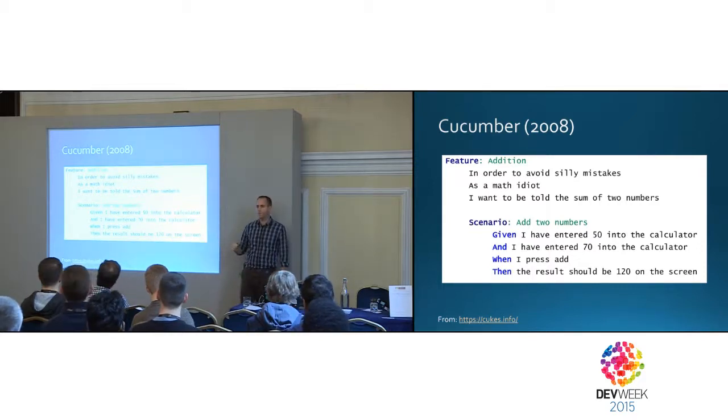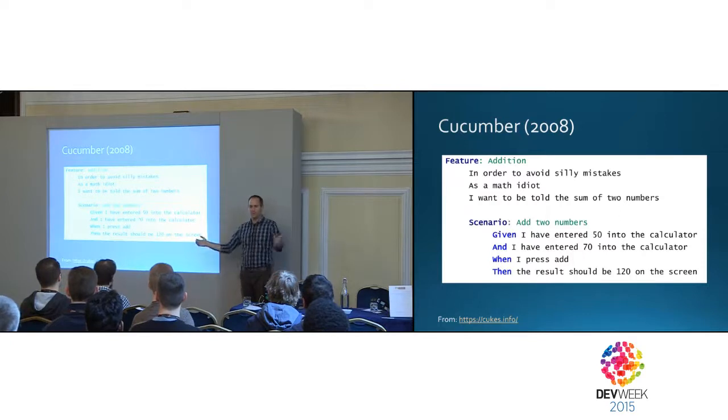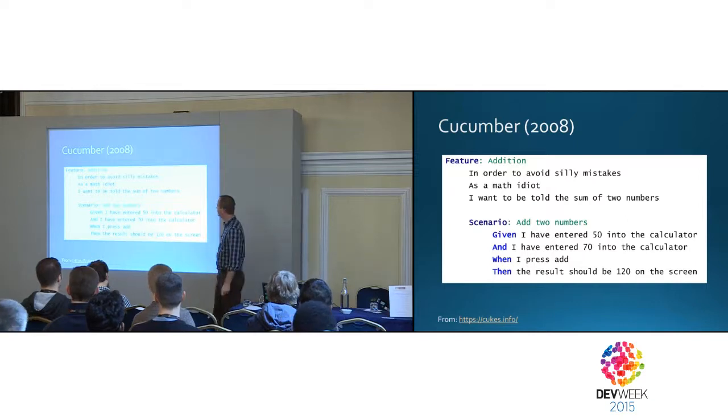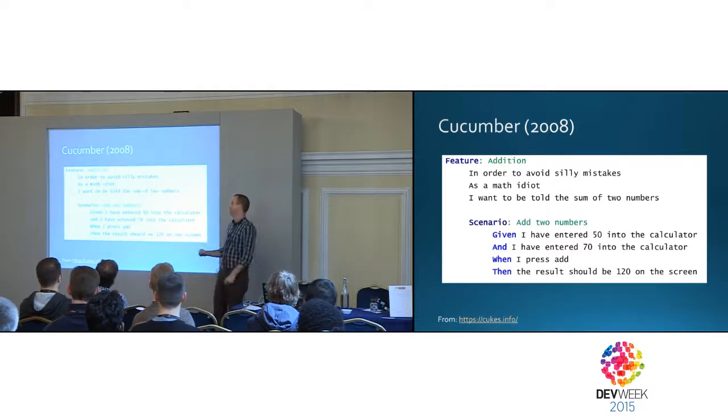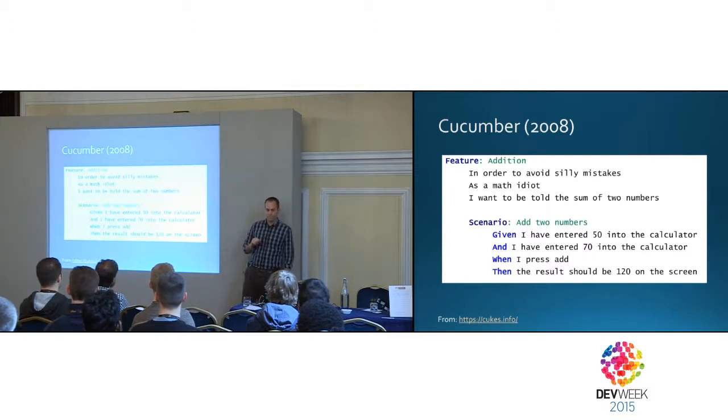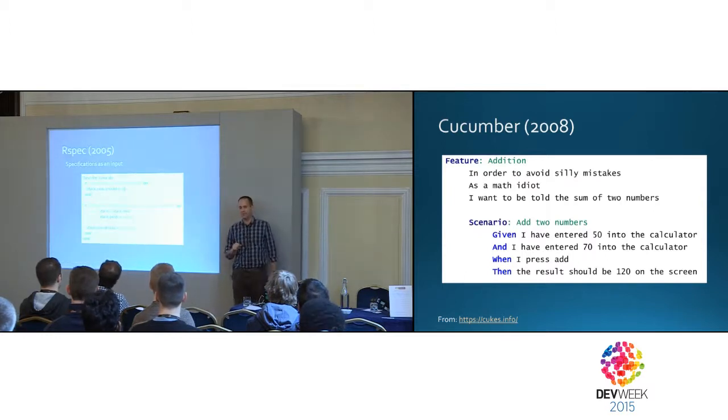This is from Cucumber's site, the tutorial they're explaining. In order to avoid silly mistakes, as a math idiot, I want to be able to add two numbers. And then I go and actually write a bunch of text that will convert into code. This is one way of doing BDD. User readable, user writable. And when I say user, I mean non-developers. And that's nice.